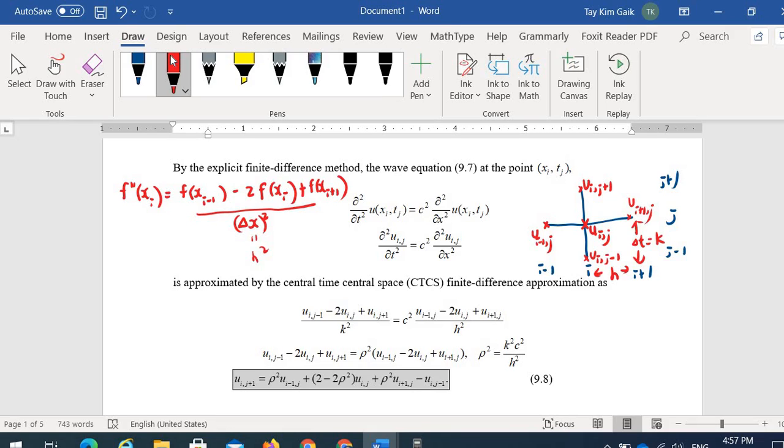Learn in the numerical differentiation. And then we would like to solve to find the displacement of the string at any time t, any position of x. So we want to find uij. Here, if we bring out the k, we bring it to the right hand side.